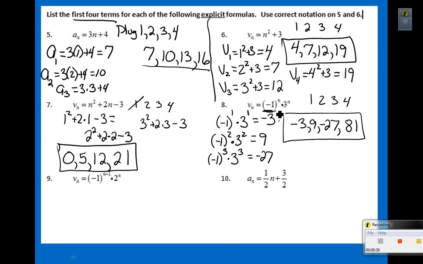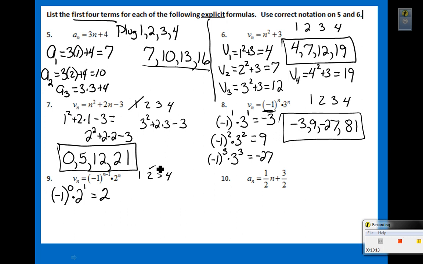Here's my number 9. Remember, guys, we're just plugging in 1, 2, 3, 4. It's going to look like this, though. I'm going to have parenthesis -1. Do the exponent part in your head. 1 minus 1 is 0. So I've got negative 1 to the 0 times 2 to the first. And when you do that, you're going to get positive 2.